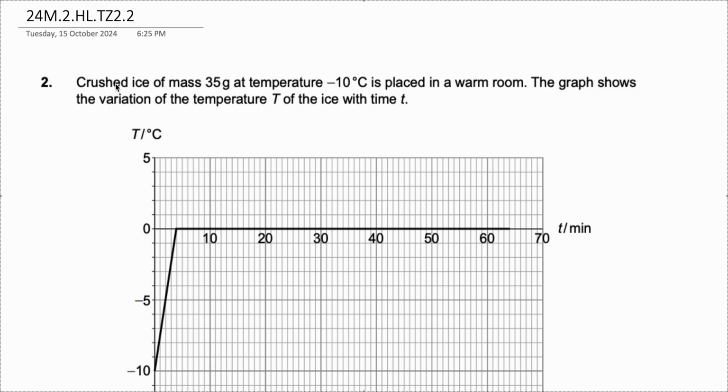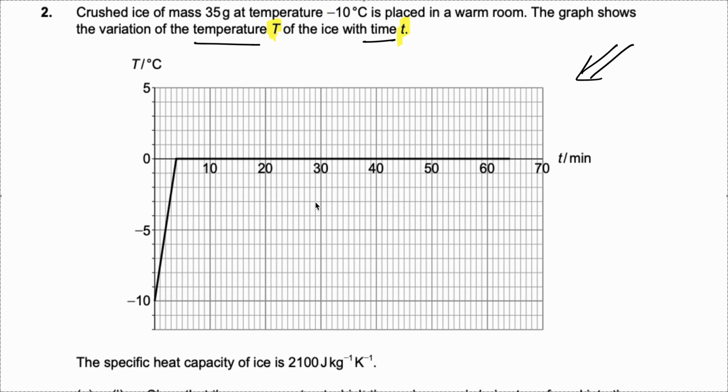Let's get started. Crushed ice of mass 35 grams at temperature negative 10 degrees Celsius is placed in a warm room. The graph shows the variation of the temperature T of the ice with the time t. Make this distinction: big T represents temperature, small t represents time. This is something you don't want to get confused about when doing the problem. This graph represents the scenario.